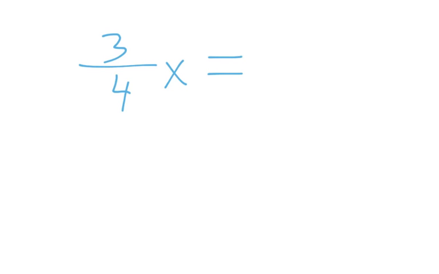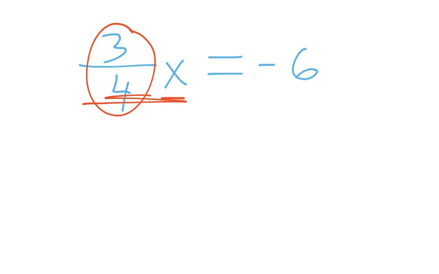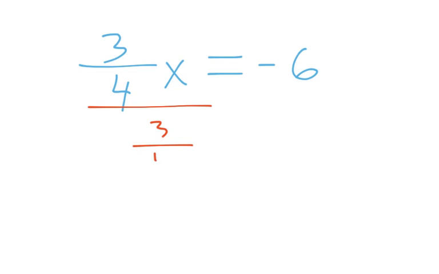So 3/4 x equals negative 6. Well, if you remember, we did a whole section on multiplying and dividing fractions. So you guys know how to work with fractions. So we have a number, 3/4, times a variable, right? They're touching. So the inverse of multiplying by 3/4 x is dividing by 3/4. So one way to do this is to divide both sides by 3/4.